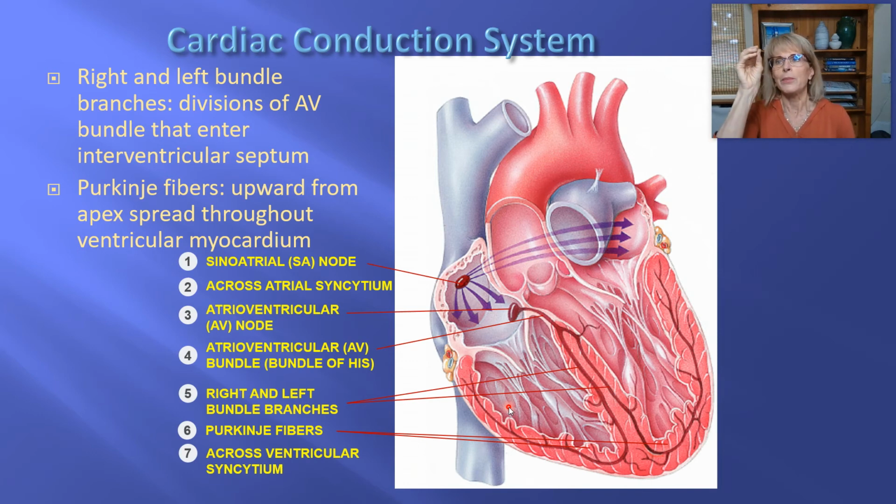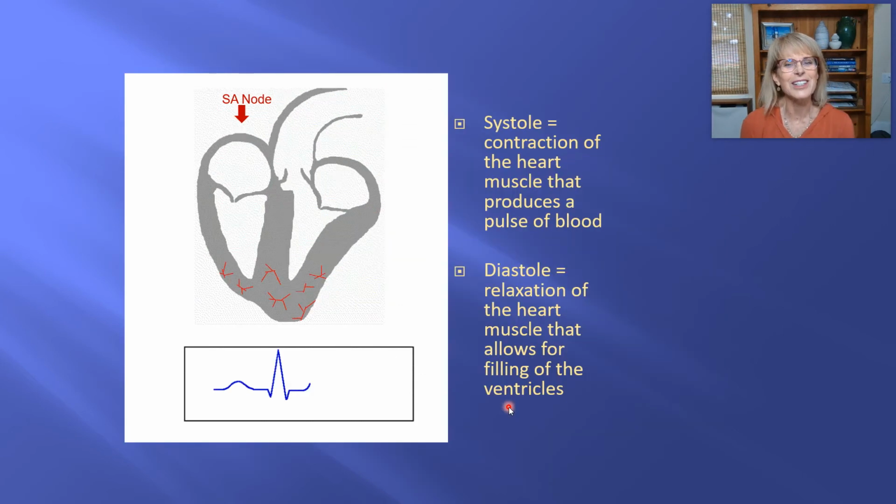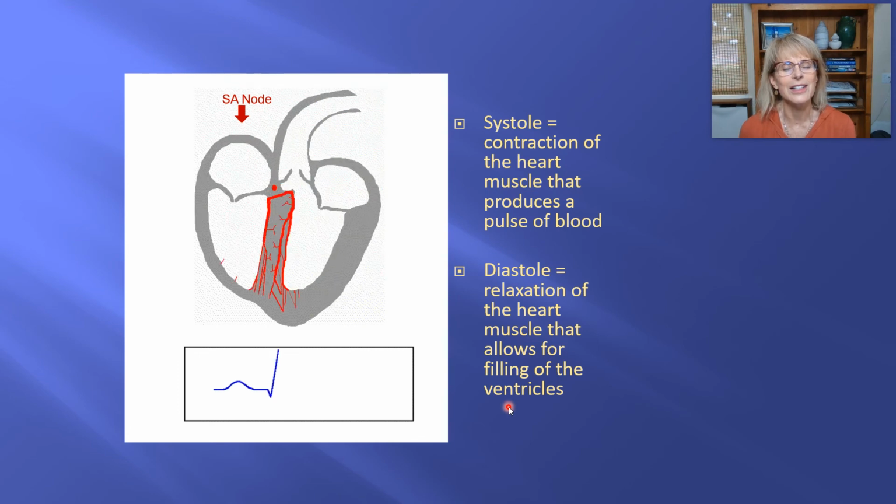So from the SA node, across the atrial syncytium to the AV node, from the AV node to the bundle of His, down the bundle branches. Then at the apex of the heart, it's going to start spreading from one myocardial cell to another, but also get spread upward by Purkinje fibers, but ultimately from one myocardial cell to another across the ventricular syncytium. And this is what it looks like.